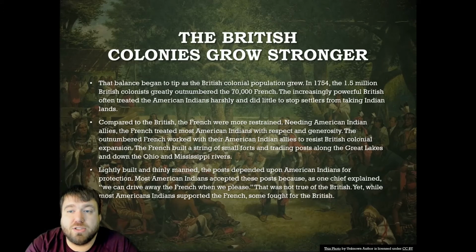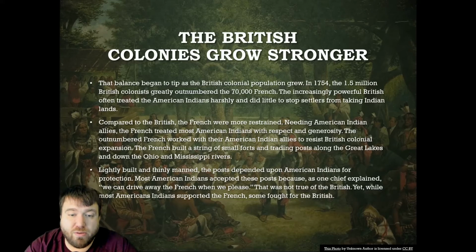The British colonies grow stronger. That balance began to tip as the British colonial population grew. In 1754, the 1.5 million British colonists greatly outnumbered the 70,000 French. The increasingly powerful British often treated the American Indians harshly and did little to stop settlers from taking Indian lands. Compared to the British, the French were more restrained. Needing American Indian allies, the French treated most American Indians with respect and generosity. The outnumbered French worked with their American Indian allies to resist British colonial expansion.